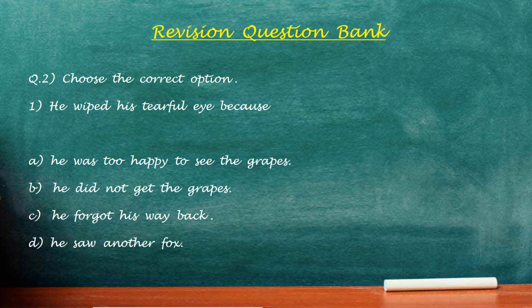Your options are A. He was too happy to see the grapes. B. He did not get the grapes. C. He forgot his way back. D. He saw another fox. You have to choose the correct answer.